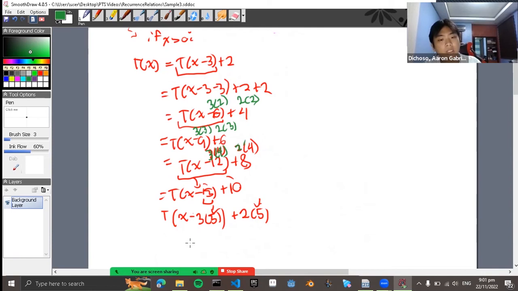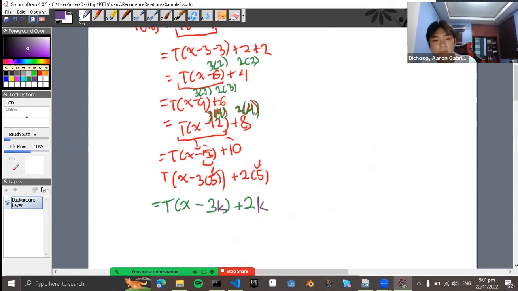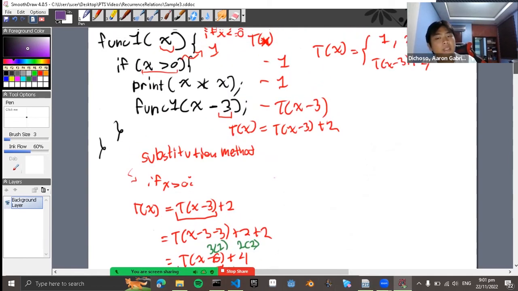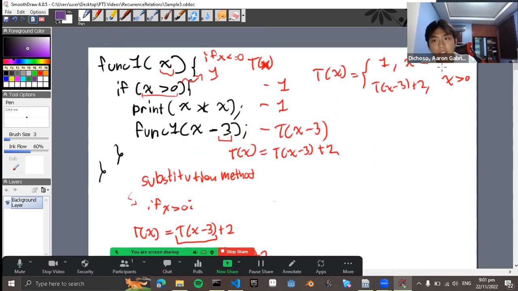In general, if we have some number, t of x minus, let's say, 3 times k, parang ganyan, yun yung form niya. Then, on the outside, we would have 2 plus 2 times k, right? Now, the question here is, when does the recursion end? The recursion ends when the value on the inside is equals or less than 0.